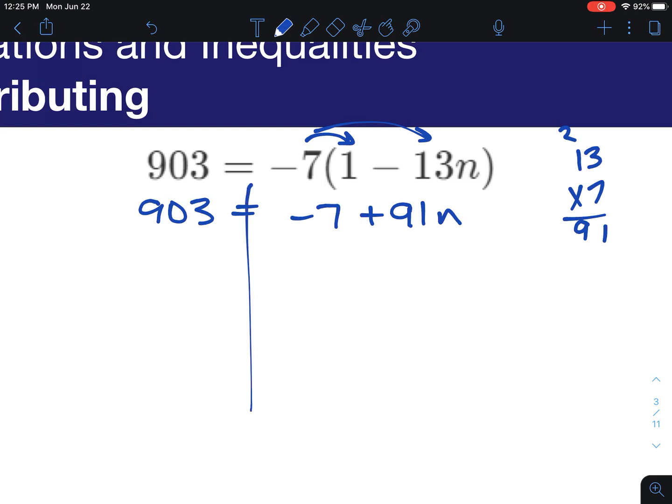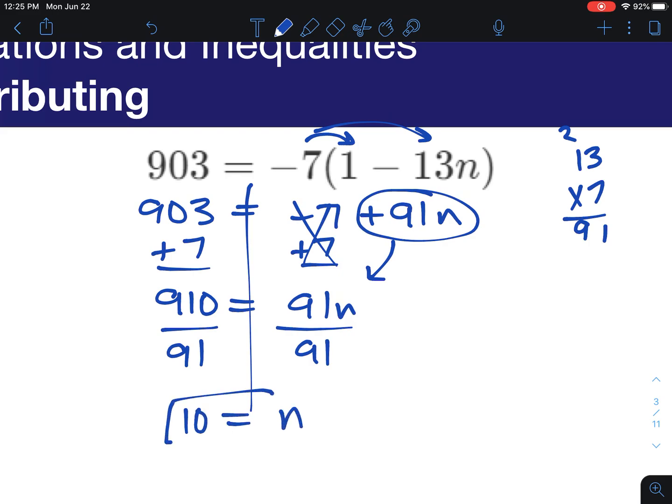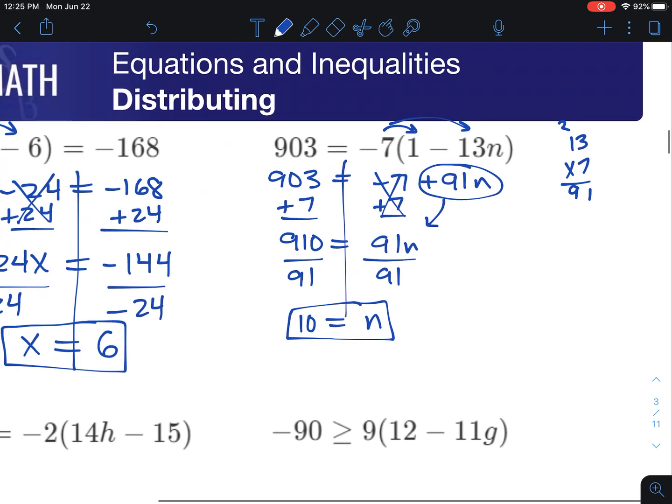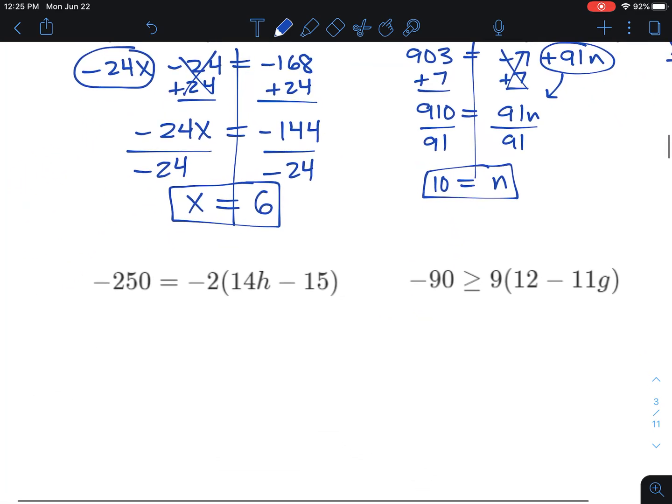Now we're back to a two-step. Circle the variable, move the constant, plus 7, 910 equaling 91n. These 7's are gone. Dividing by the 91 will give us n. This is just 10. So same kind of steps as before, just a different letter, some more negatives, no big deal. A couple more here.